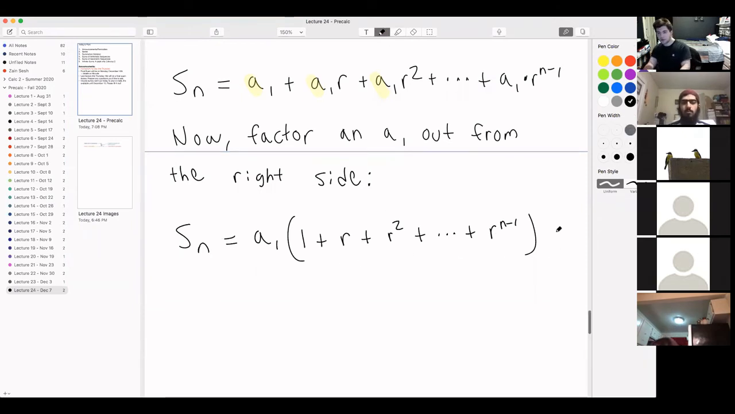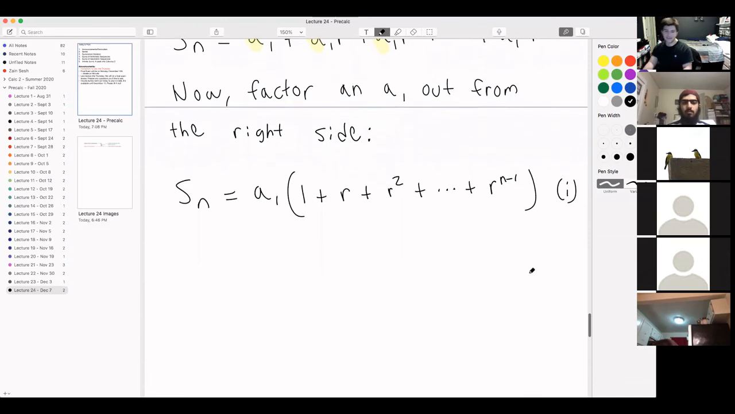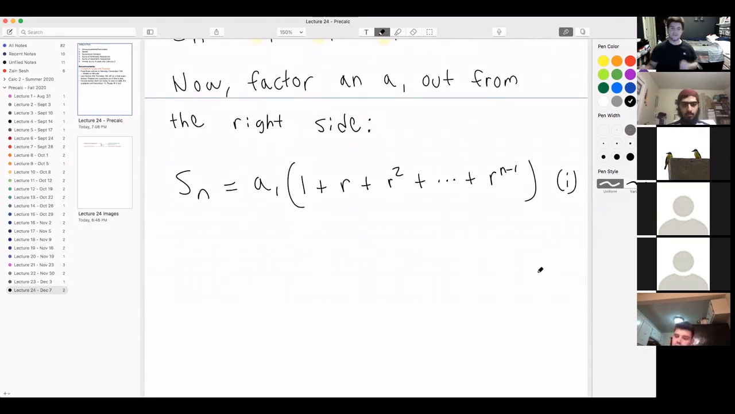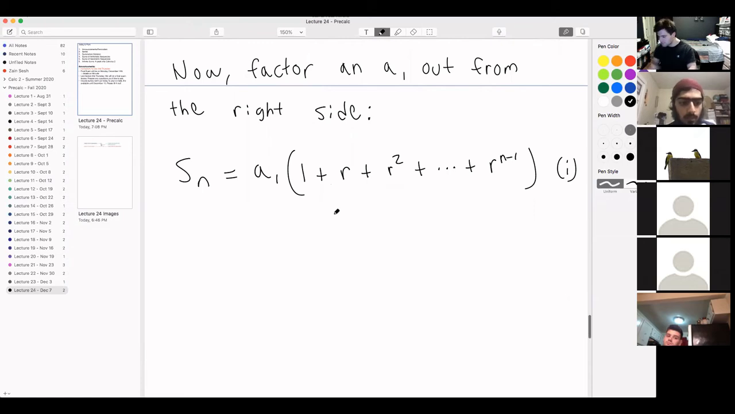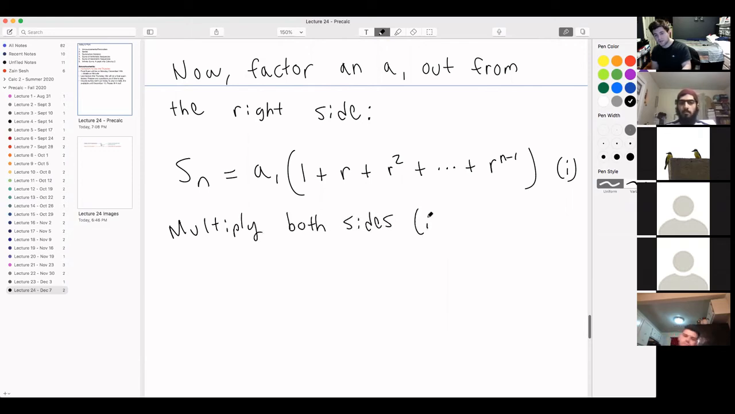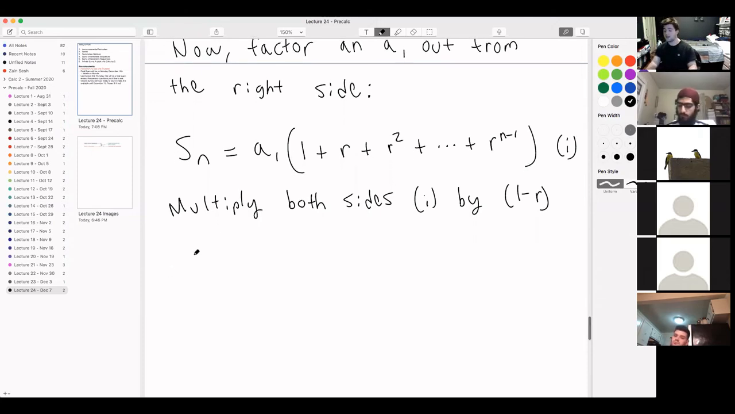I'm going to call this equation 1. Now this is where you have to be a little creative, and maybe you wouldn't know to do this step, but luckily people smarter than me have figured this out already. The next step is to multiply both sides of equation 1 by 1 minus r. So I take equation 1 and multiply both sides of it by 1 minus r.